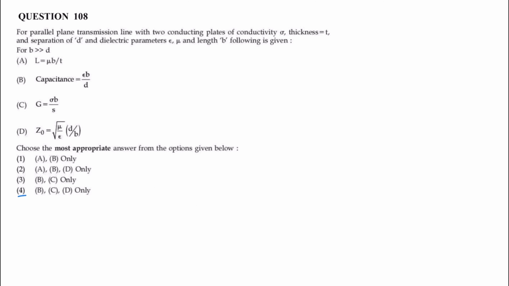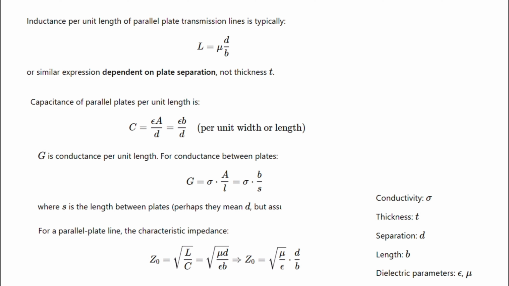Next question. For a parallel plane transmission line with two conducting plates of conductivity sigma, thickness T, separation of D, and dielectric parameters epsilon, mu, and length B, for B greater than D, parallel plate transmission line. The inductance per unit length is L equal to mu D by B, where D is the separation, B is the length. Similarly, the capacitance of parallel plates per unit length is epsilon B by D. Conductance is sigma B by D.